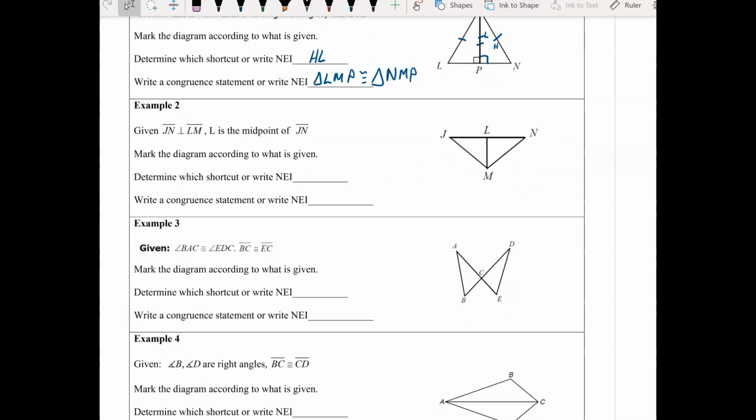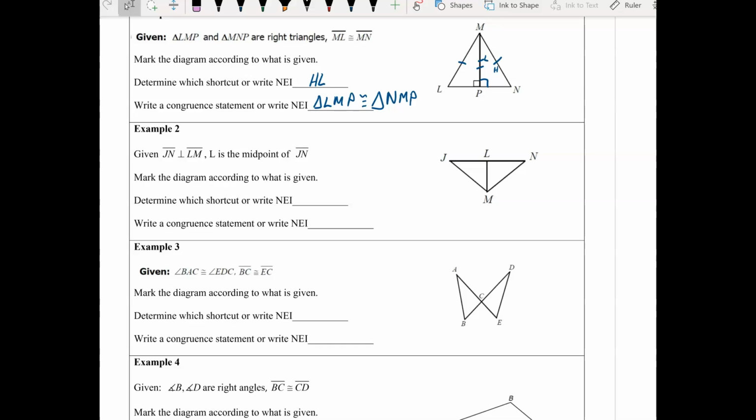Now, just because it looks like a right triangle doesn't mean we're going to use HL, even if there is perpendicular. So let's see if this is HL or not. Let's see what happens. We do have perpendicular, so JN is perpendicular to LM. That means that these are both right angles. So right now, if I were you, I would be thinking, is this another HL? Maybe it is, maybe it isn't.